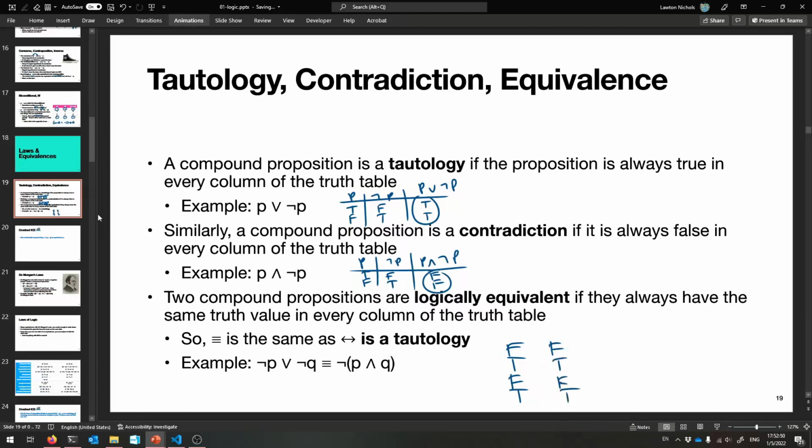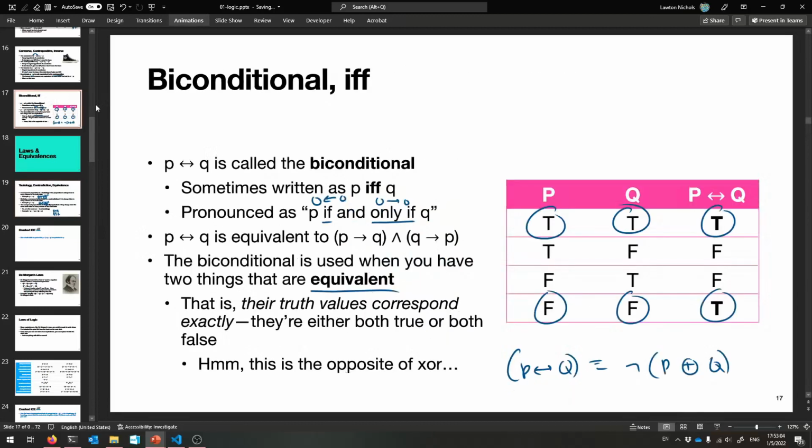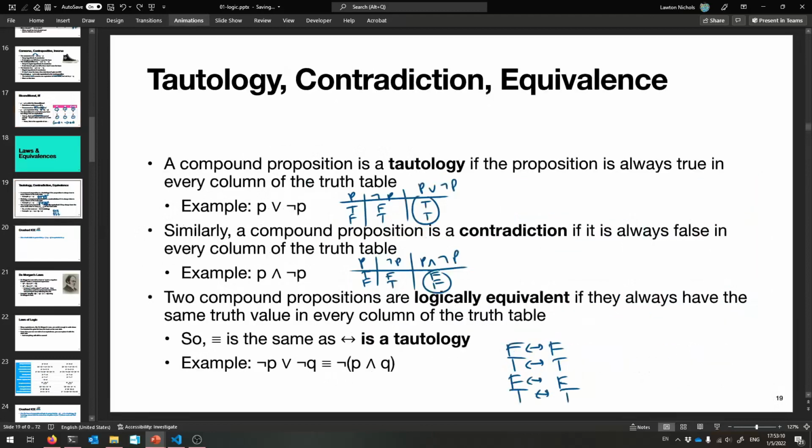That's what we want. And so we want equivalence. We want them to be exactly the same. We want to make sure that this is always true. Like these correspond, these correspond, these correspond, these correspond. They always have the same value. And you know what it means to always have the same value. The biconditional is always true. Does that make sense? So we can define equivalence to be this.